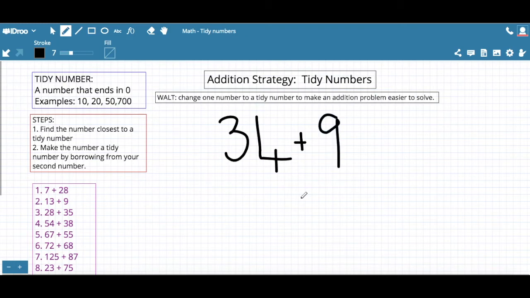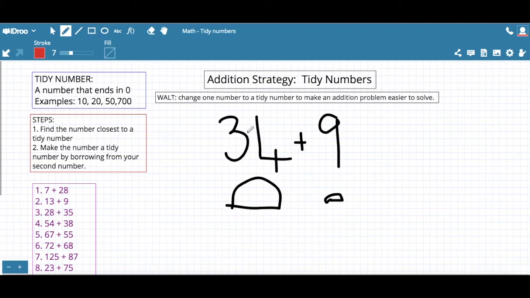We've got 34 and we've got 9. What's our first step that we have to do? Again, we can imagine we've got 34 and a little pile of 9. Now, what's our first step? Pause the video and tell me what the first step is.